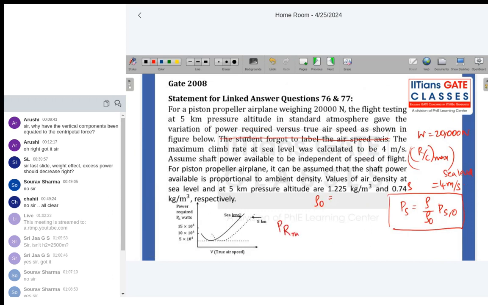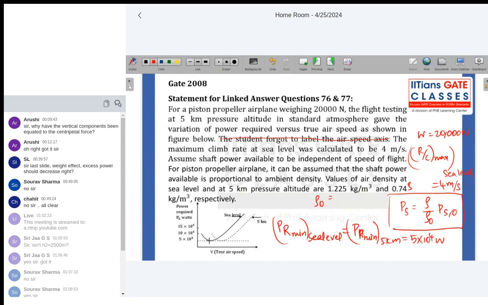Power required minimum at sea level is equal to power required minimum at 5 kilometer altitude also. That is given as 5 into 10 power 4 watts. Generally, it's not so, and the power required minimum at 5 kilometer altitude will be way greater than the power required minimum at sea level. But here in this plot, they have given both to be equal.